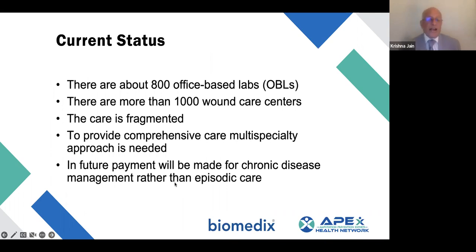So what is the current status? The current status is there are about 800 office-based labs. Nobody knows the exact numbers, but I'm one of the founders of OEIS, and from our data, it looks like there may be about 800 office-based labs. There are more than 1,000 wound care centers. Most of these wound care centers are actually in hospitals. There are very few centers, especially including HBO, outside the hospitals.